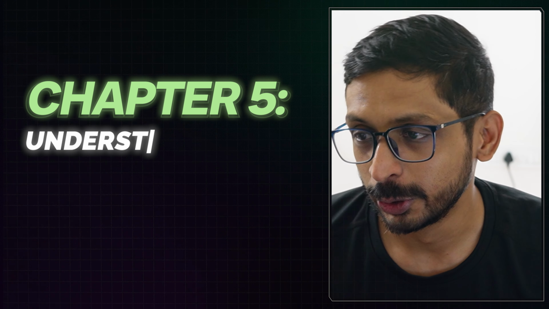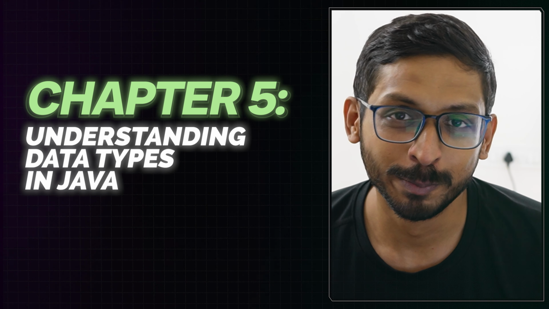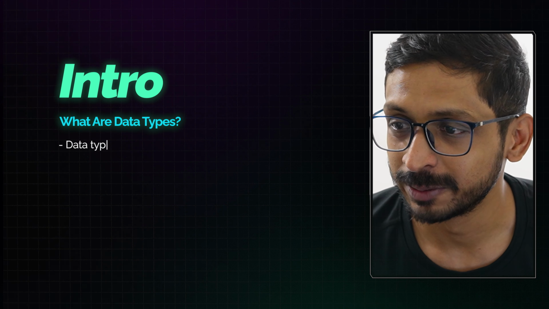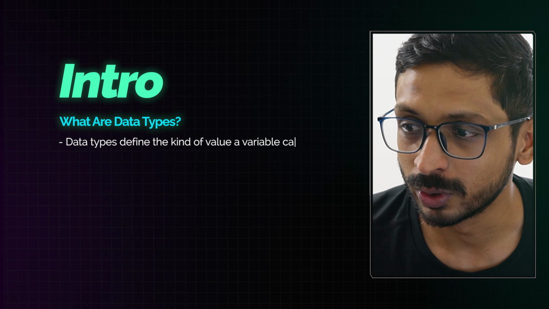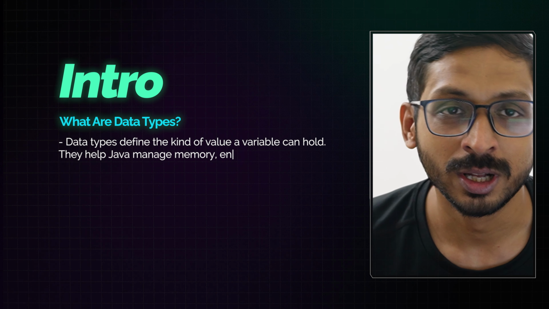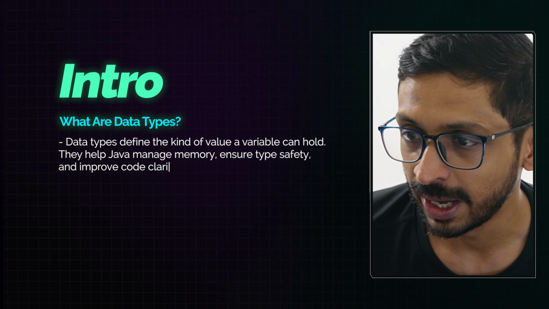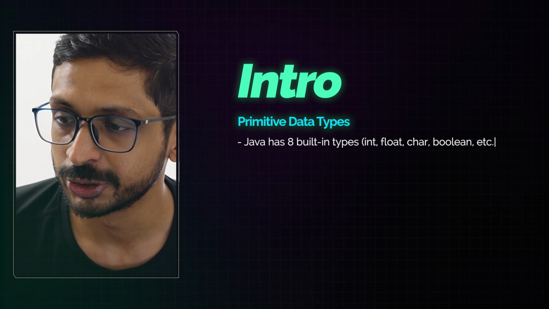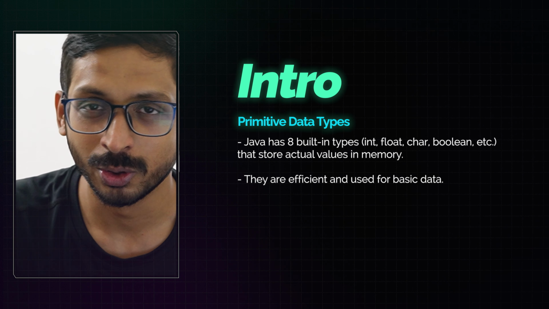In this chapter, we are going to explore one of the core building blocks of Java, that is data types. We'll understand how data types define what kind of values a variable can hold and how they help Java manage memory and maintain type safety. We'll start with primitive data types like integer, character, boolean, which store the value directly.